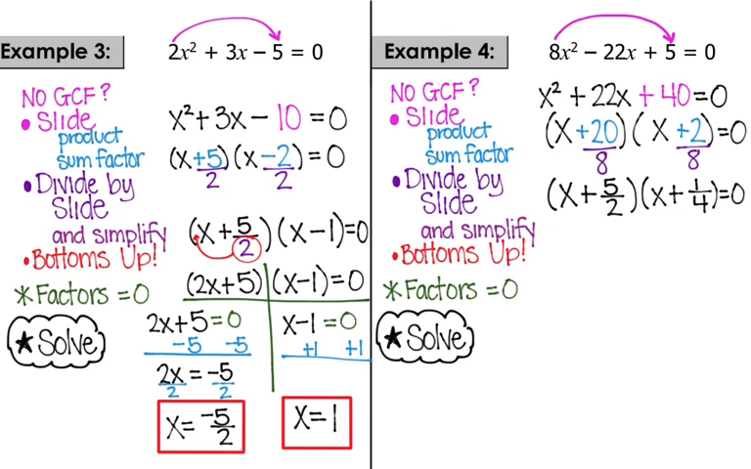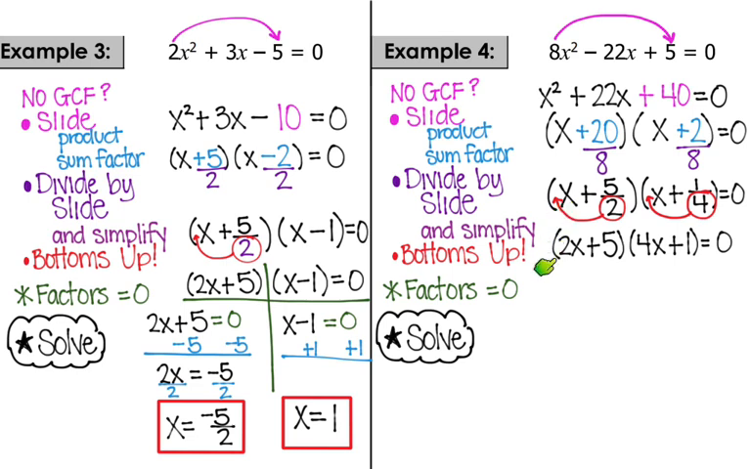Now we're still in this purple part here where we divided by the slide and we simplified. Now we're going to do the bottoms up. I noticed that in this first group here, I've got a 2 in the bottom, so I'm going to bring that up in front of the x. And in the other group here, I have a 4 that I'm going to bring up in front of that x. So we have 2x plus 5 times 4x plus 1. Now we get to say we have factored. That was the whole point. All of this was to factor.